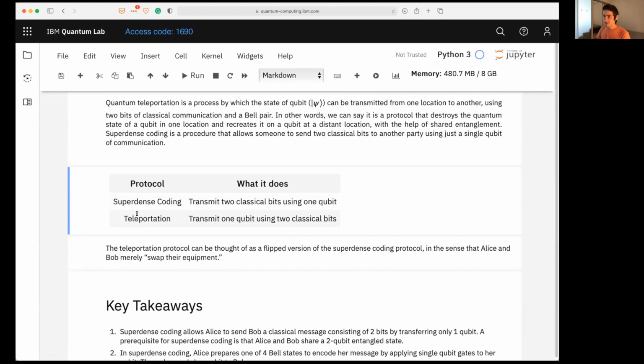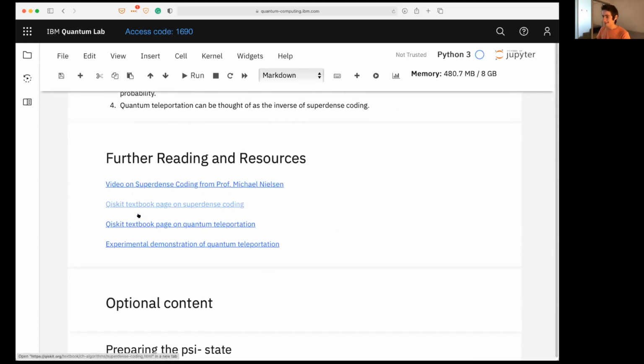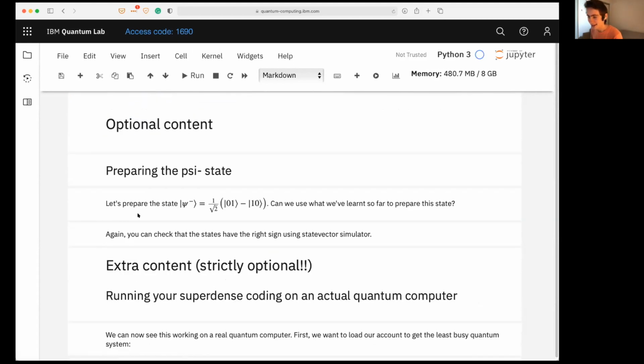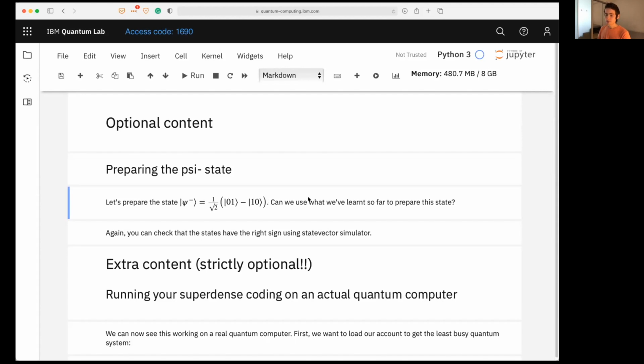Okay, so that is what I missed in the required content. Let's go on to the actual optional content now, which I think should be a pretty straightforward extension to what we've seen before. Here we're going to talk about how you create the psi minus state. I briefly said before that this was going to be a combination of an X and a Z gate. Let's see that in action and confirm that this works the way we expect.